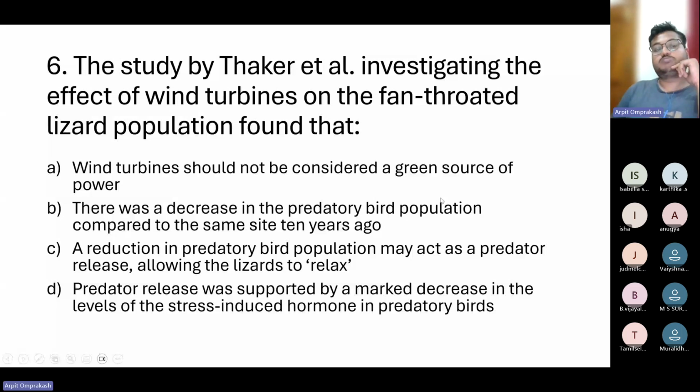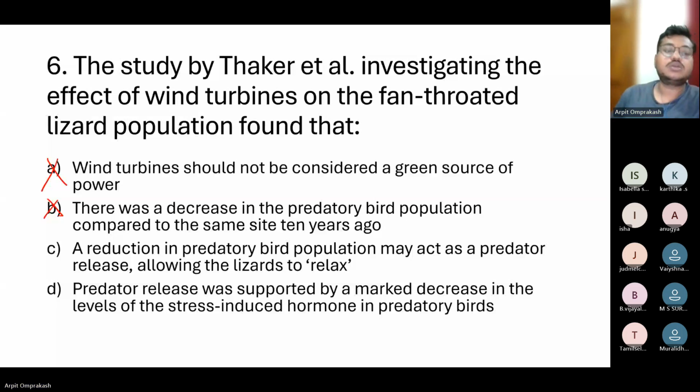Okay, so option B is not the correct answer. So we'll go through it. Wind turbines should not be considered a green source of power. That is not at all what they are saying. They are not looking at the wind turbine as a source of power. Option B is there was a decrease in predatory bird population compared to the same site 10 years ago. That is false because they did not carry this study over a time period of 10 years. What they did was a space for time substitution, where in the same year they took different areas which had windmills and areas which did not have windmills.